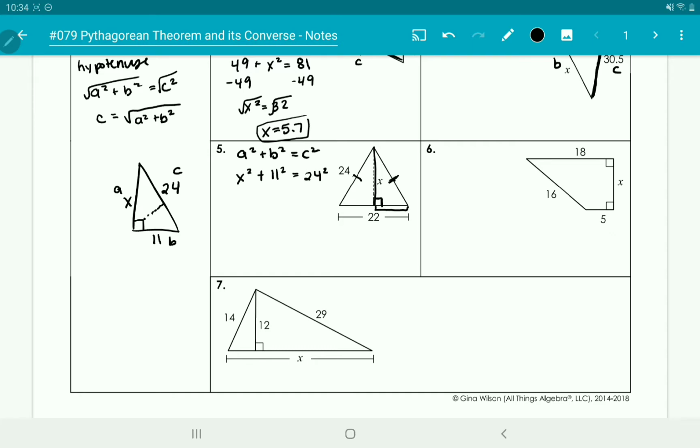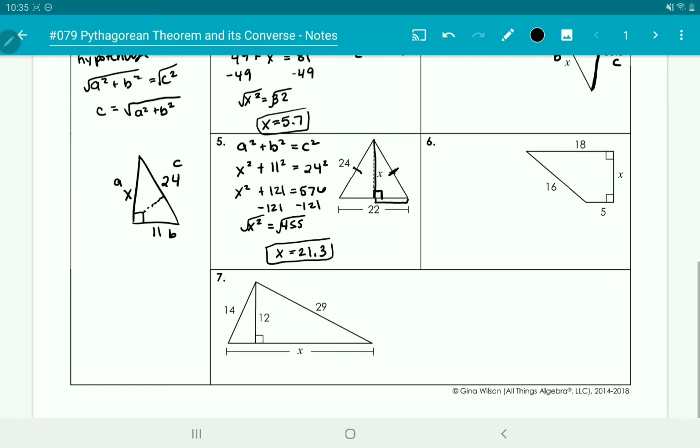Okay, so let's go ahead and simplify. Sorry guys, I keep pushing that button. Simplify these numbers. So 11 squared is 121. 24 squared is 576. Now we have to solve for x. So we'll get 121 on the other side. That gives us that x squared is equal to 455. And now to figure out what x is, get rid of the exponent. We're going to take the square root, and that's going to give us that x is equal to about 21.3.